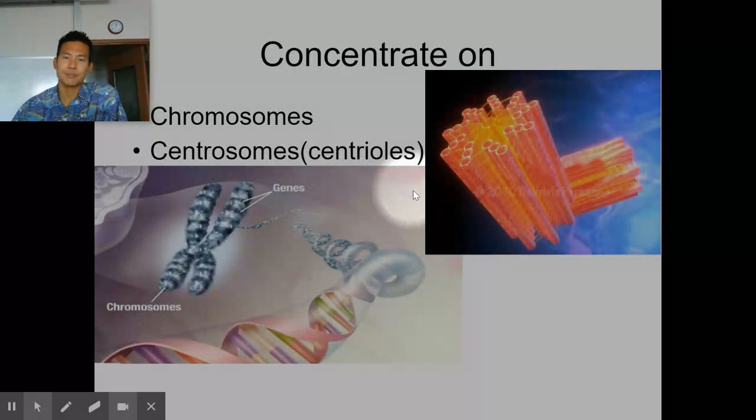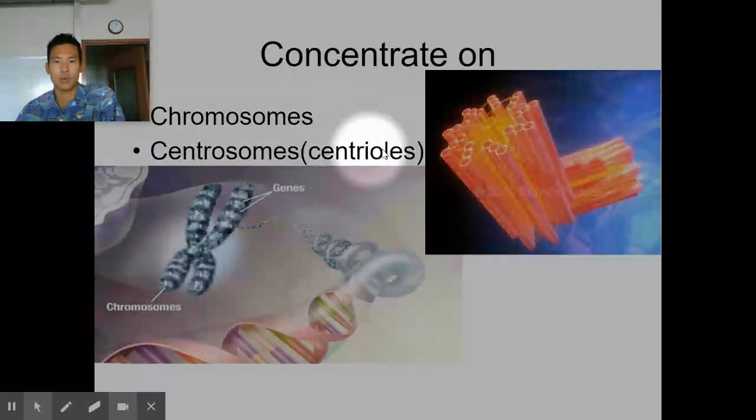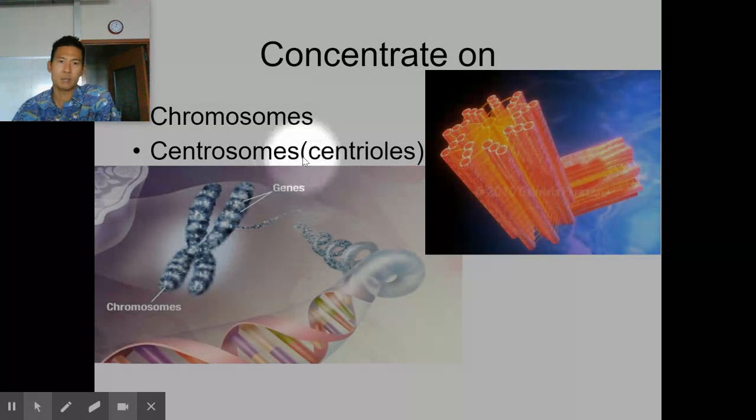Now, during cell division, during mitosis, your centrosomes or your centrioles will be the central areas as to where your DNA will be moved to. And your cell will create structures made of protein to actually move this DNA to that area.